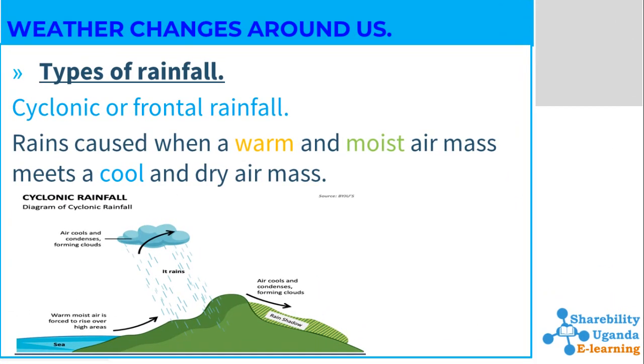We have another major type of rainfall, which is cyclonic or frontal rainfall. Rain is caused when a warm and moist air mass meets a cool and dry air mass. Like in the illustration below, cyclonic rainfall is formed as a result of air cooling and condensing after a warm and moist air mass meets a cool and dry air mass to form rainy clouds and therefore produces rain.